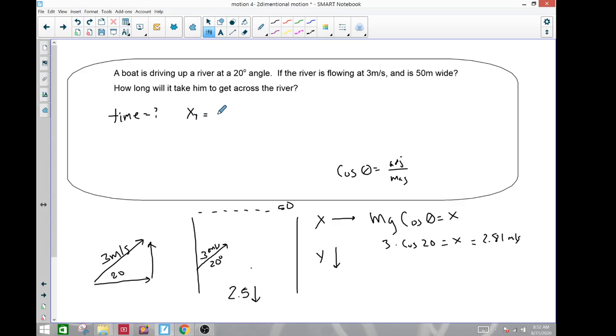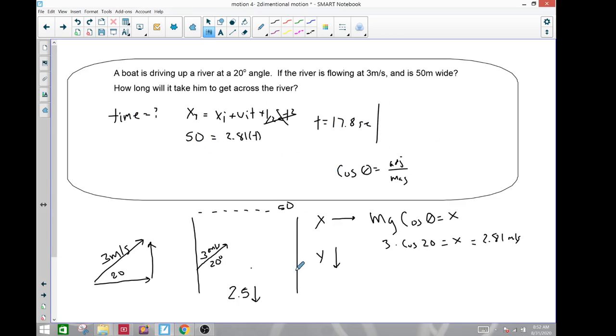Now for the time it takes to get across the river: x(t) equals x initial plus v initial t plus 1/2 a t squared. There's no acceleration and x initial is 0. So the distance, 50 meters, traveling in x, equals v, which is now 2.81 meters per second, times the time. We can solve for that: 50 divided by 2.81 equals almost 17.8. So t equals 17.8 seconds.